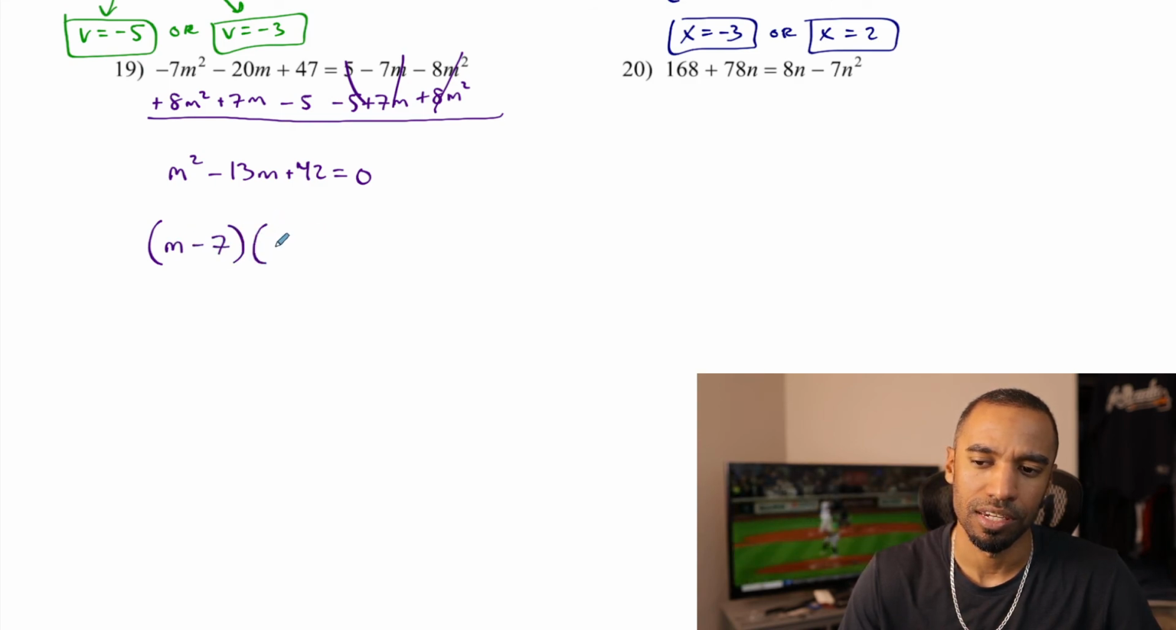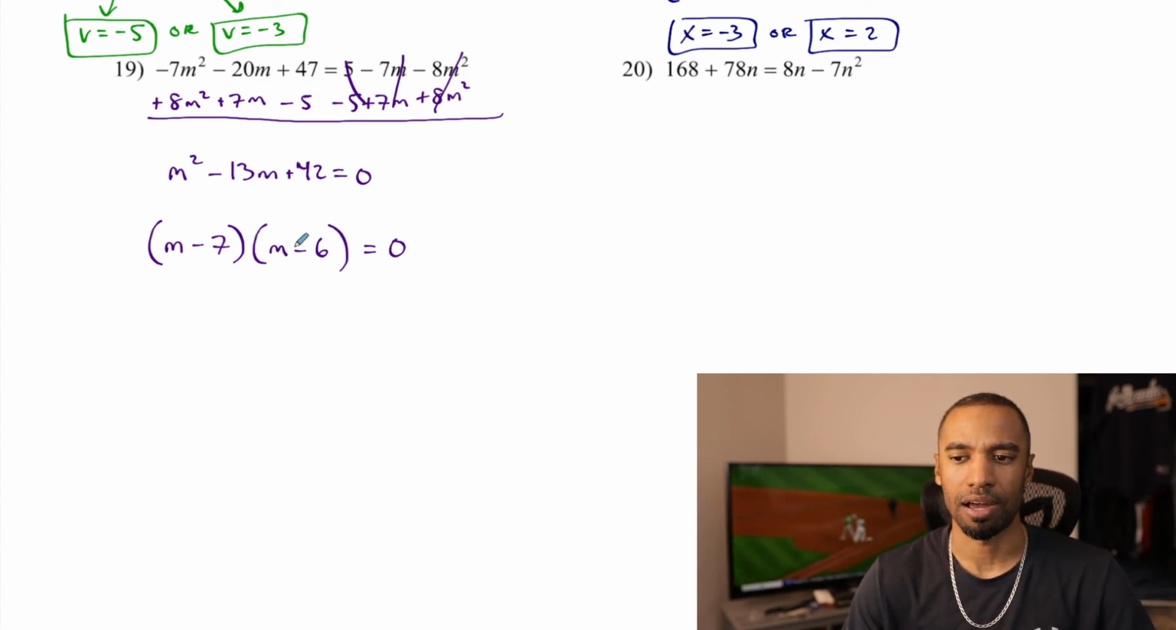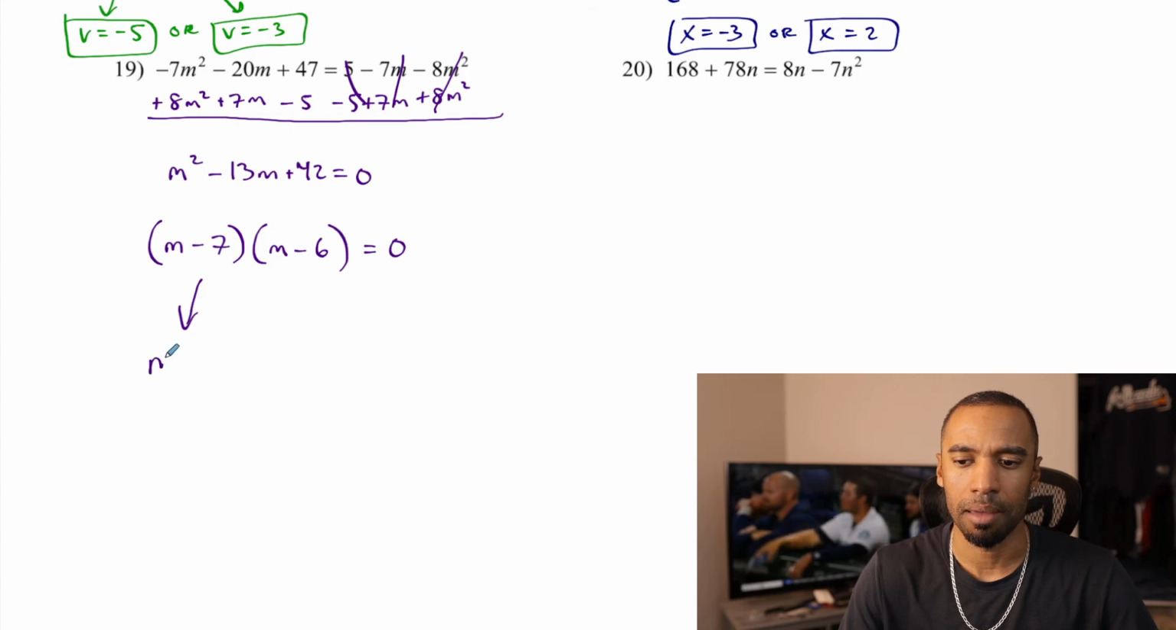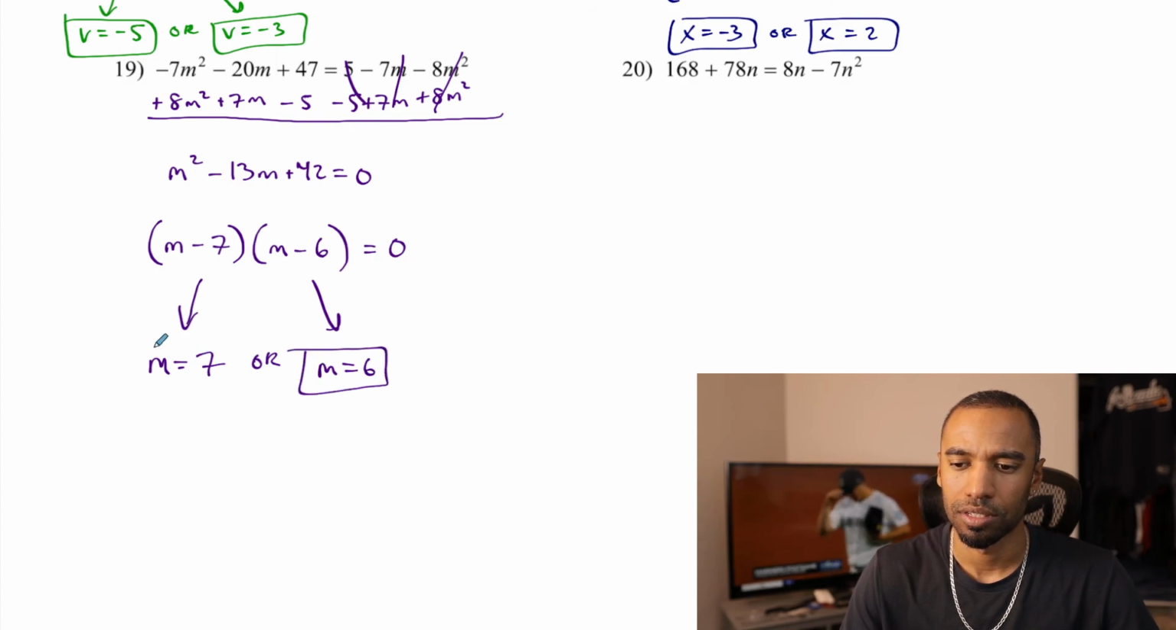So m minus 7 times m minus 6. So once again, guys, we had to get this thing in standard form, get the 1m squared there, set it equal to 0, and now it's factorable. We got it. So either m equals 7 or m equals 6.